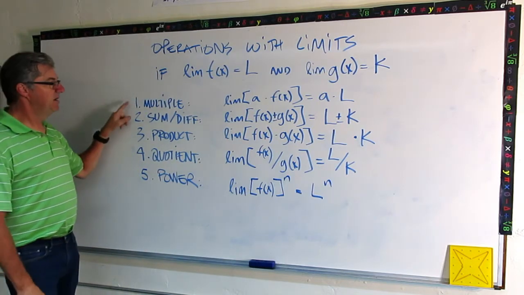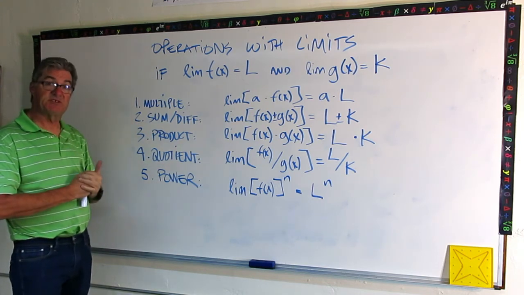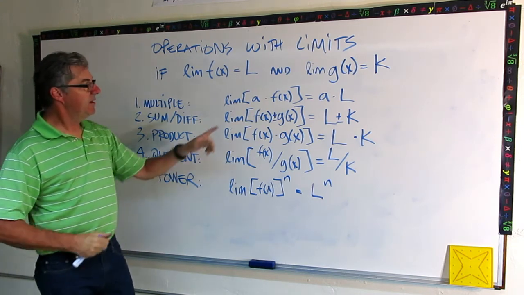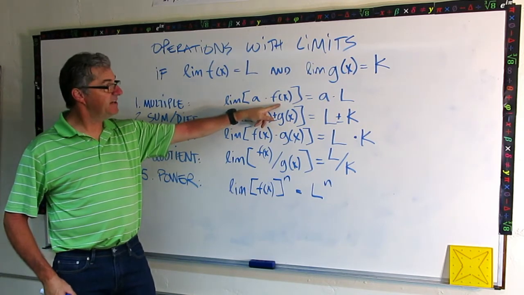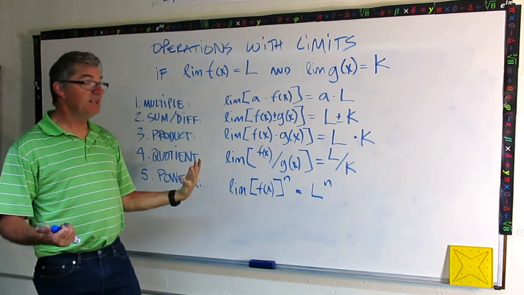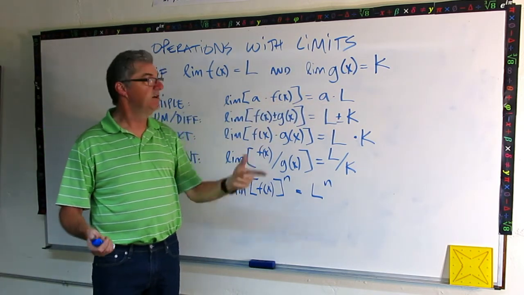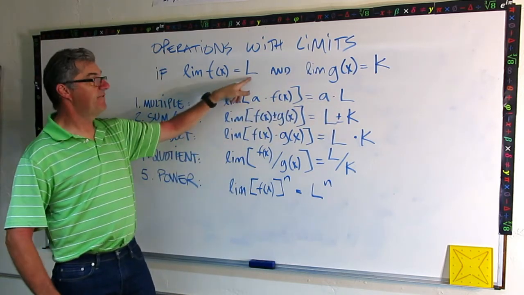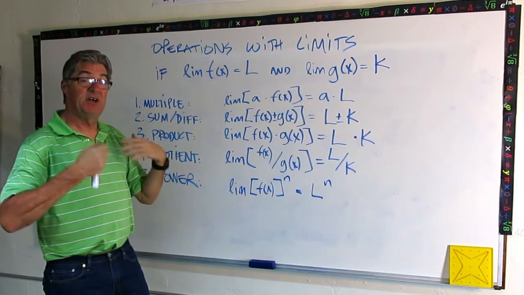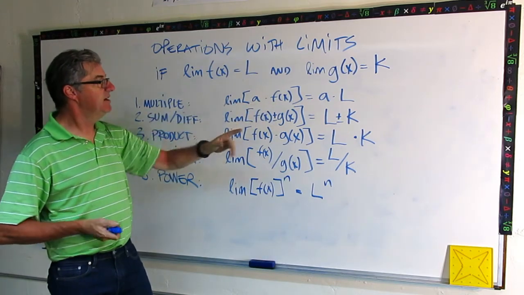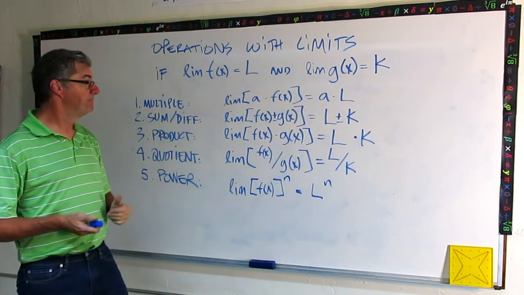So the first one, multiples of the limit. So what that is, that's the limit times some number. Okay, so now if we take the limit of some number a times f of x, then the resulting limit of this is just going to be a times the limit of f of x. Remember, L is the limit of f of x. So it's pretty simple. If you just see some number times your function in there, then you're just going to multiply that number times the limit of the function to get the new limit.